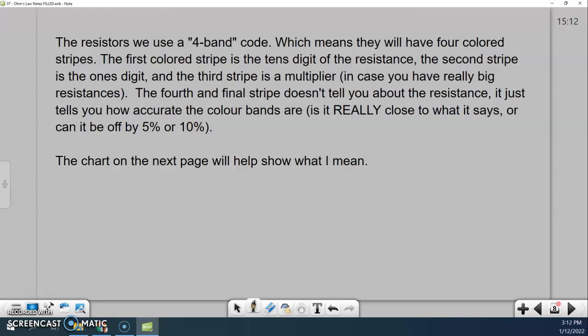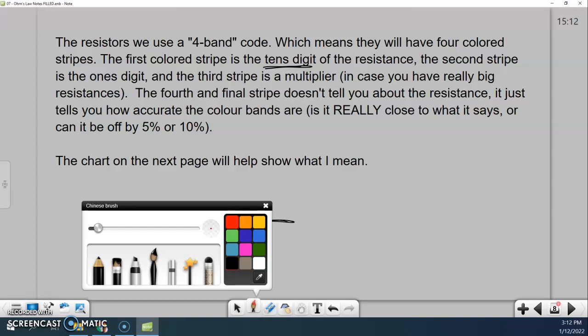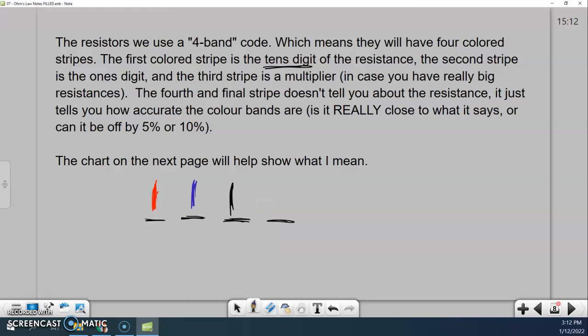The first colored stripe is the tens digit. Let's say I've got 4 stripes: 1, 2, 3, 4. Let's just say red, blue, black, and gold. Sure, those are my colored stripes. Those are the bands that I see on my resistor. The first colored stripe is the tens digit of how much resistance you have. The second stripe represents your ones digit for how much resistance you have.